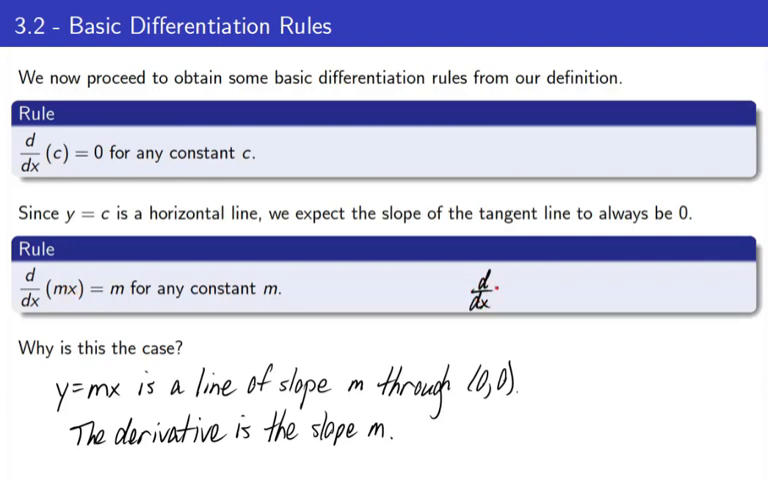Another one you might write down, which is kind of helpful. If there isn't a coefficient, it's assumed to be 1, so the derivative of x is just 1.